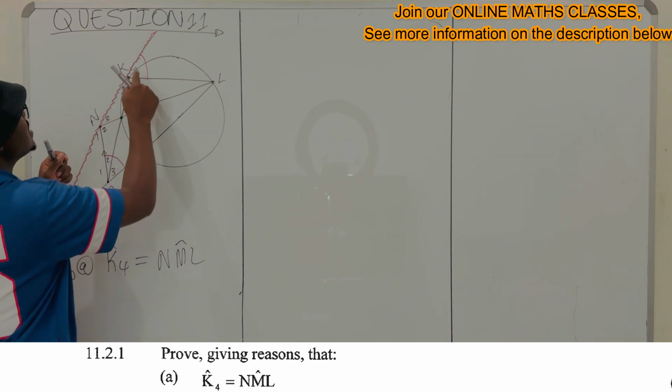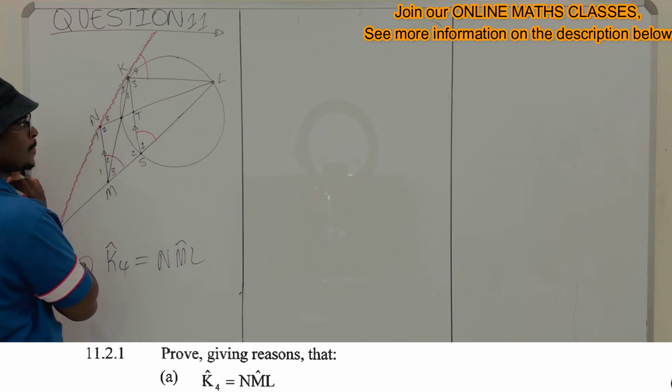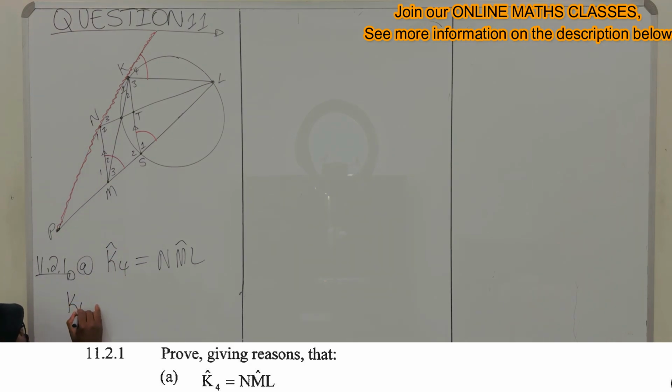So which means this angle K4 of yours is equal to this one over here. K4 is equal to what? Is equal to angle S1. Why? Because of the Tan-Chord theorem. What is my tangent? My tangent is PK. And my chord is what? Is KL.